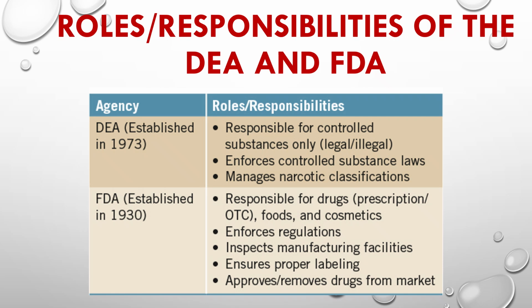The DEA is actually who classifies the drugs. So again, marijuana is a lot of debate right now. It's class 1, but again, they're looking at maybe reclassifying that, but federally that is decided by the DEA. The FDA was established in 1930. And these are the ones determining if drugs are safe and effective, if they can be used in the United States, inspecting those agencies or manufacturing companies, ensuring labeling and approving drugs for the market.